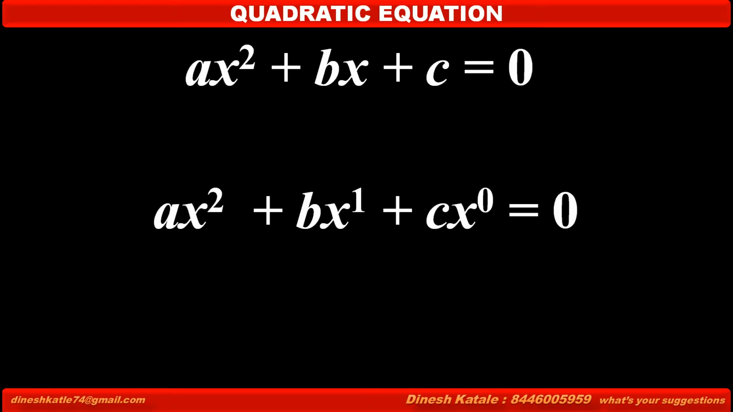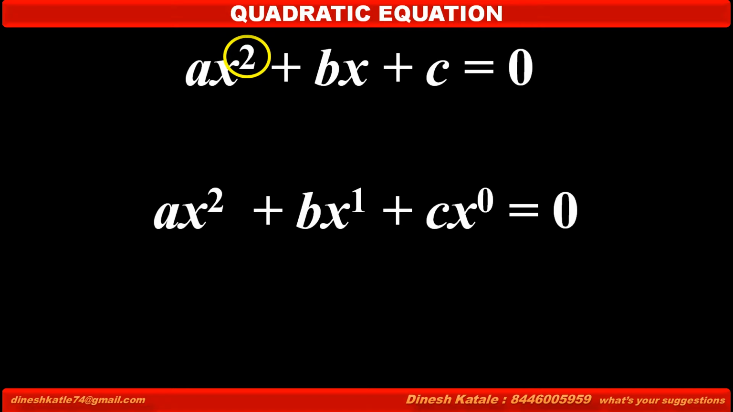Actually, we can write this equation in polynomial form as ax square, meaning in this term x has power 2, plus bx where x has power 1, plus cx raised to 0. The term is actually the constant c. That means it has variable x with power 0, because as we know x raised to 0 is 1.